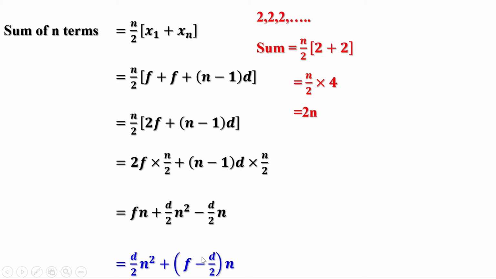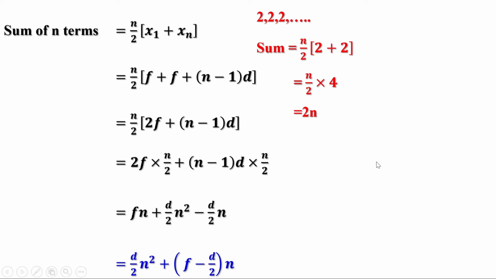Now, can the sum of n terms be without n? When f minus d by 2 is 0, it may not contain n. That is, f minus d by 2 equal to 0 means f equal to d by 2, or first term equal to half the common difference. When the first term is half the common difference, the sum of n terms has only the term containing n square.